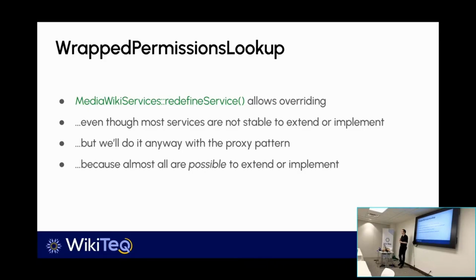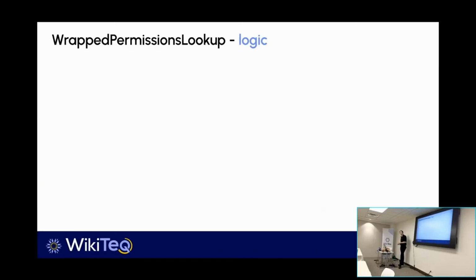Config. The get main config will return a config instance, and that is an interface that you can implement yourself. So we're kind of in a gray area where it's possible, and MediaWiki provides a clear way to do it, but it's unstable. And we're going to do it. Because among those services that it's possible to override is group permissions lookup, which is possible to extend. It's not stable to extend, but it's not marked as final.